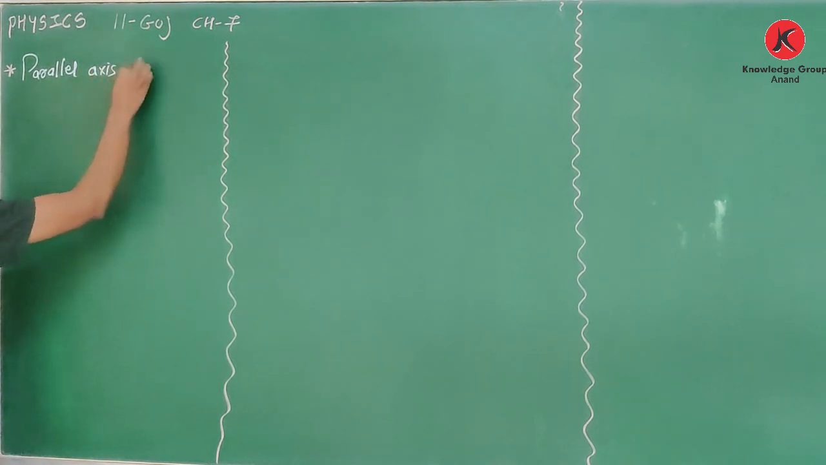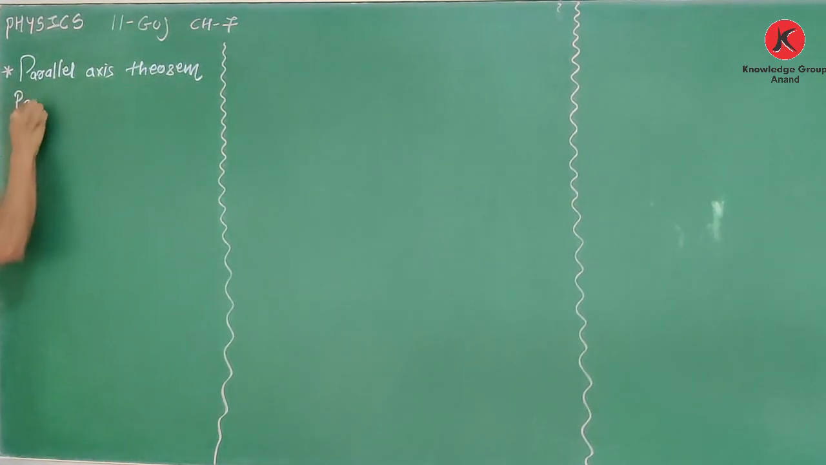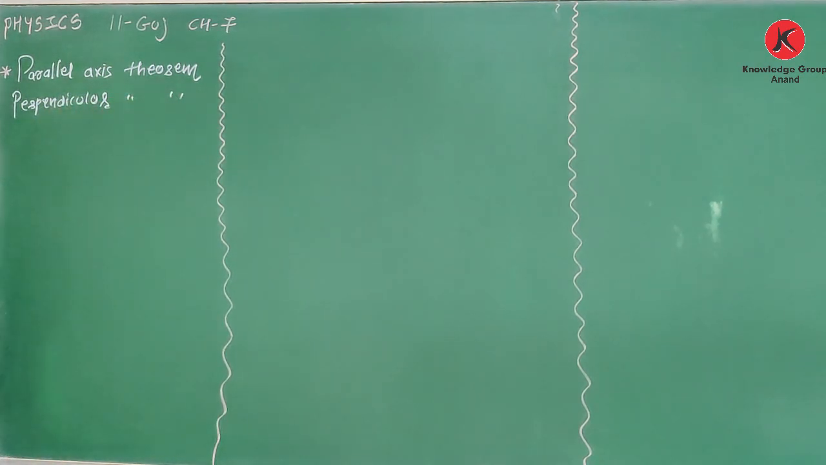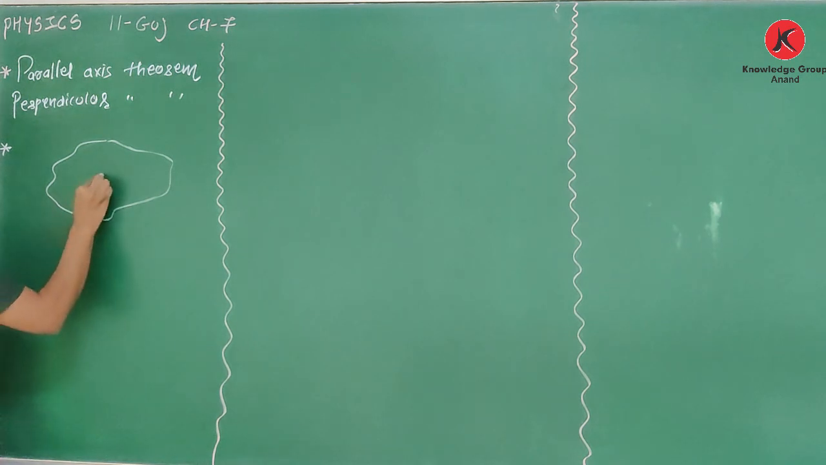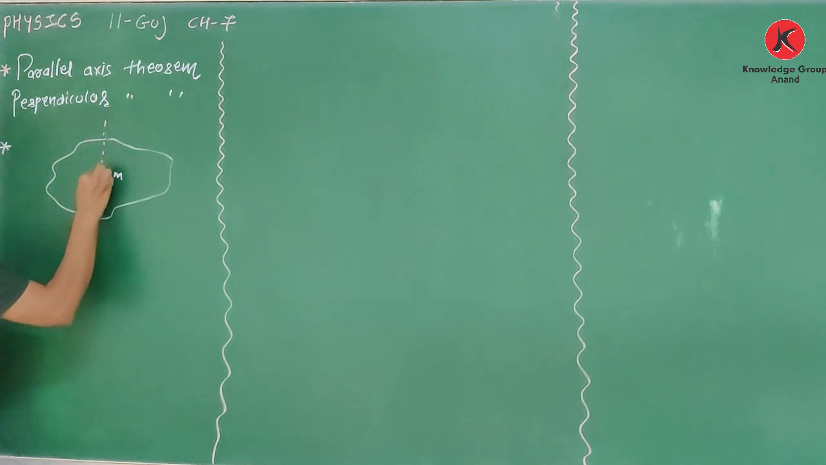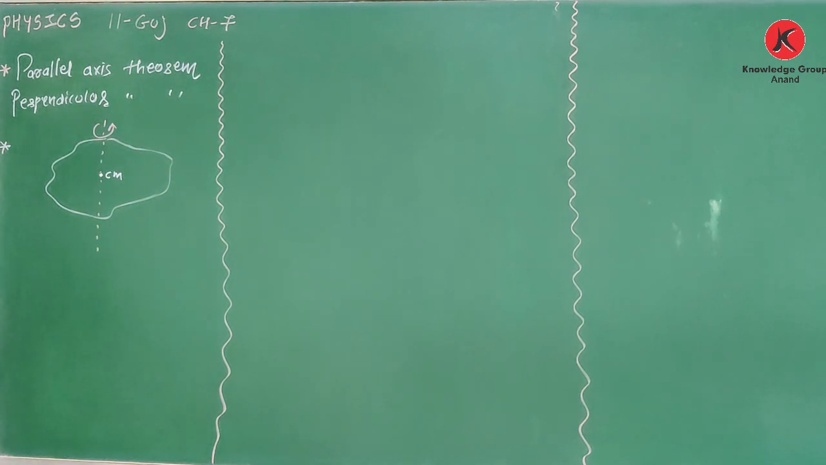Parallel axis theorem and perpendicular axis theorem. These two are the most important theorems of this chapter. But before that, we have to see another point. If it is one body, it has its center of mass and an axis passing through the center of mass, and the object is rotating about this axis. Okay, simple.